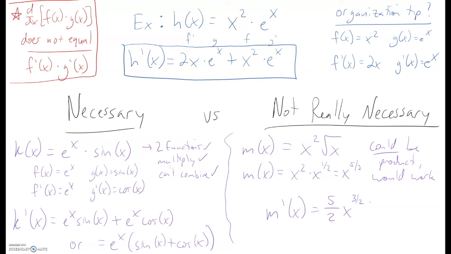So that's it on product rule. Biggest thing is just learning how to recognize when this must be used and when you might be able to get around using it.